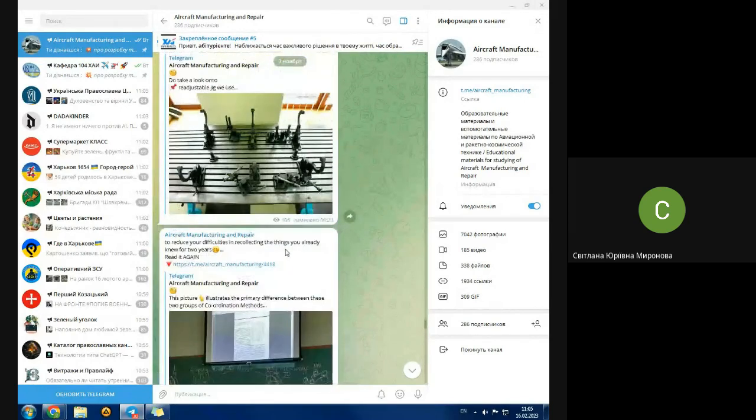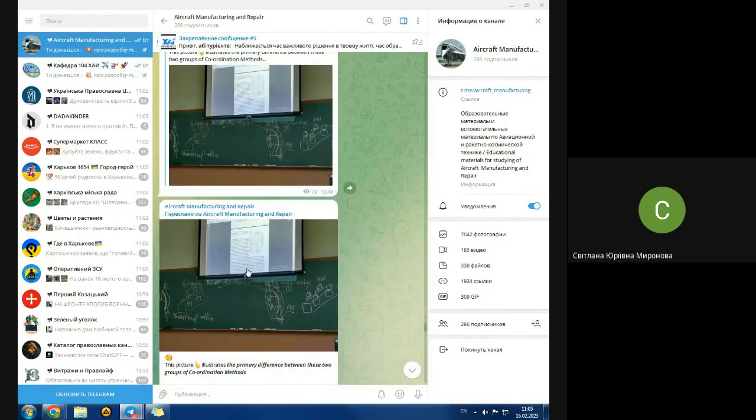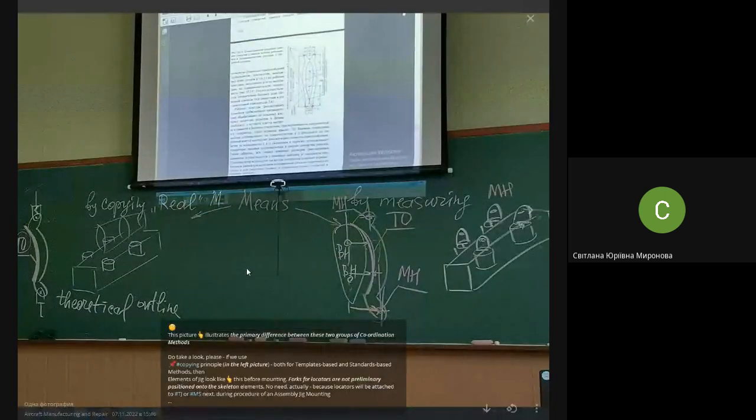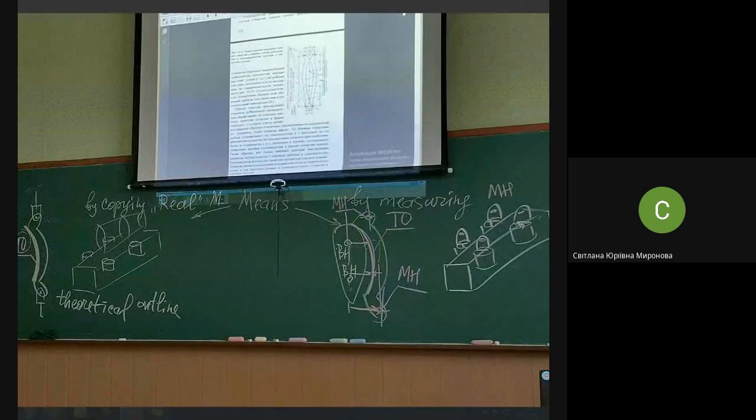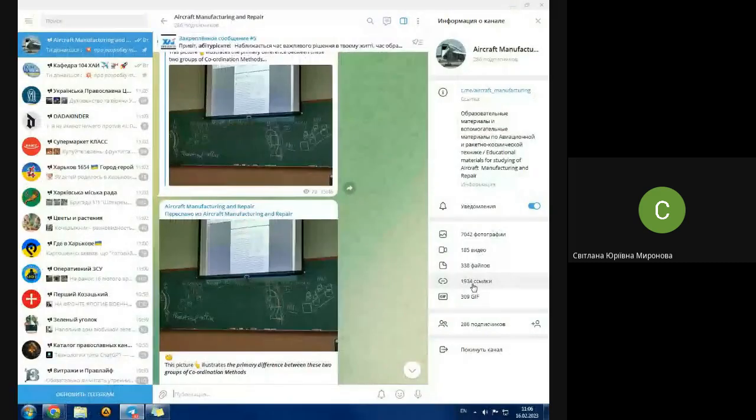And here is once again, it's reminding for you. It's coming back to the laboratory class of third year. It's reminding about methods of coordination. On one hand, we may assemble something using mock-ups or templates. On the other hand, we may assemble something using measuring by rulers or some other way.